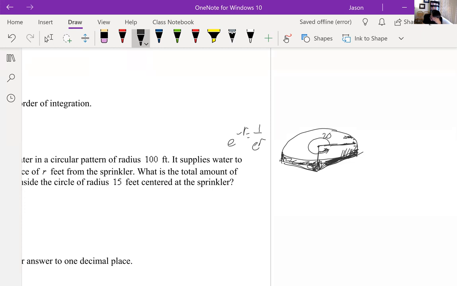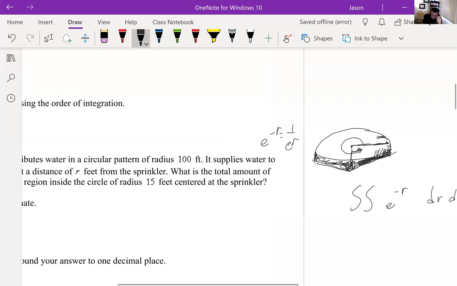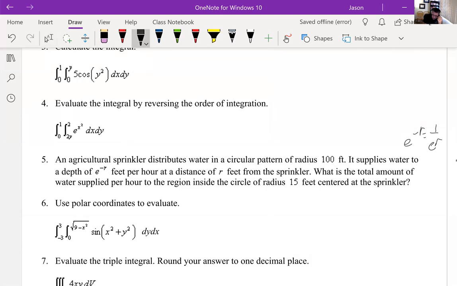So this is 0 to 2 pi. Basically, it's just a dr d theta. This is e to the negative r, that's how much water is being saturated in there. Then dr d theta. We're already given the depth in terms of r, so we don't have to convert. There's no conversion to xy. We're given it in polar coordinates, so we're going to stay in polar coordinates.